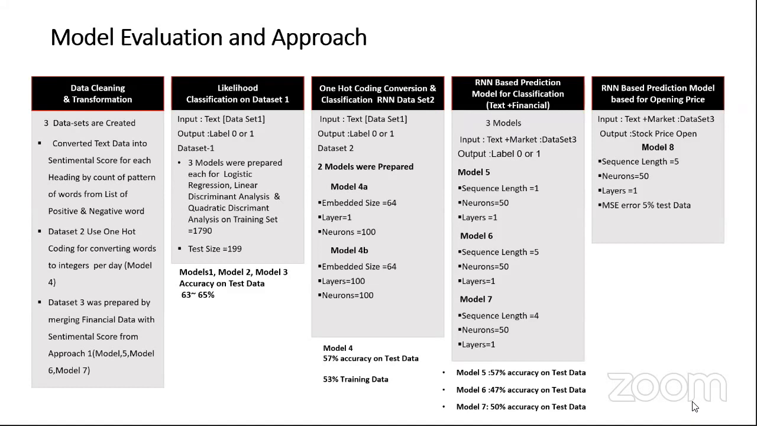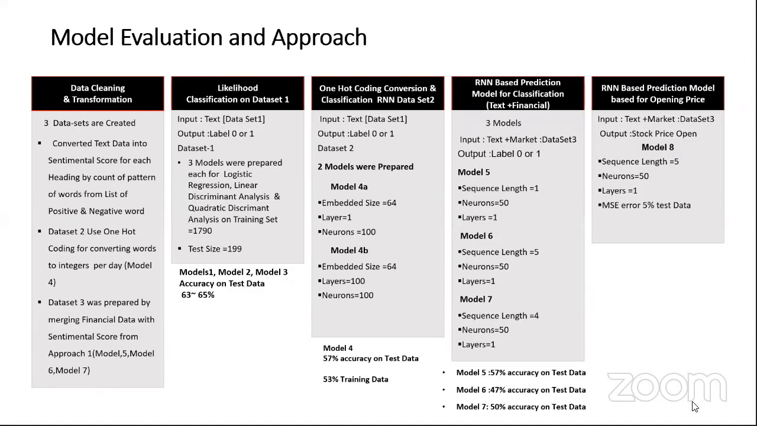The sequence length was 5. That means the way I was predicting was I was taking the length as time series data. I was taking the first 4 as the inputs and then predicting the opening or closing of a stock on the 5th day. I changed the sequence length, I think, from 1 to 5, 1 to 4, and made a little bit of changes in the neurons as well.